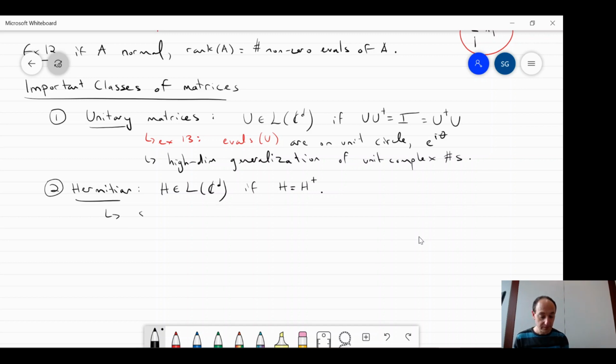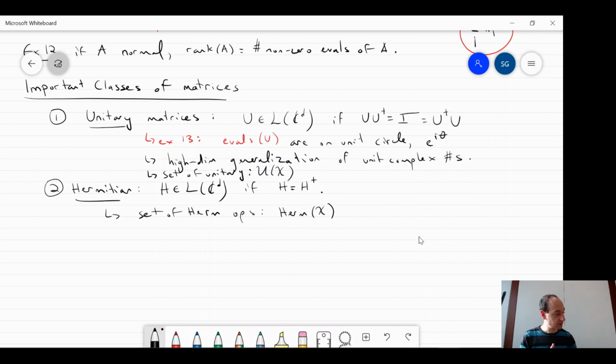Just some notes. The set of Hermitian operators will be denoted Herm(X). These are the set of Hermitian operators that map X back to X. I meant to do this also for unitaries, so the set of unitary operators I'm going to write as calligraphic U(X). Let me mark some typos quickly so I can fix these later.